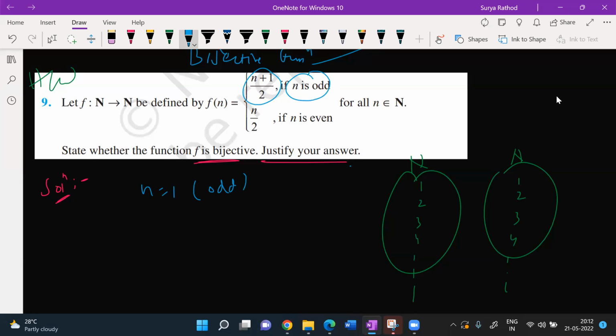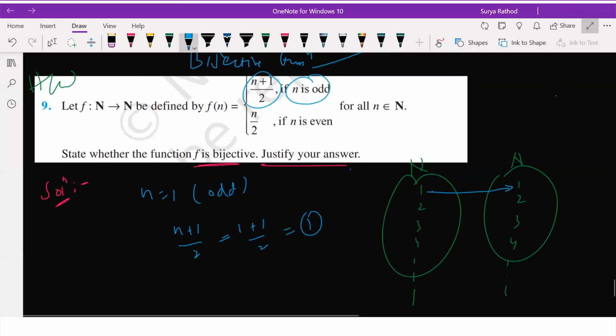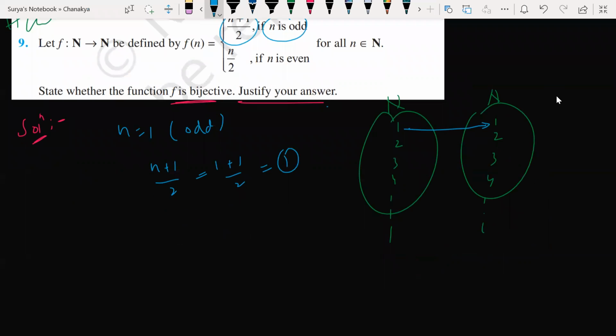Then function is going to be what, beta? Function is going to be (n plus 1) by 2, which is nothing but (1 plus 1) by 2, 2 by 2, which is 1. Correct? So if I take n value 1, it gives me 1 only. So you will be getting a pattern here. If n value 2, which is even, even is nothing but n by 2. So 2 by 2, which is 1. So if I take n value 2, also I'm getting 1.